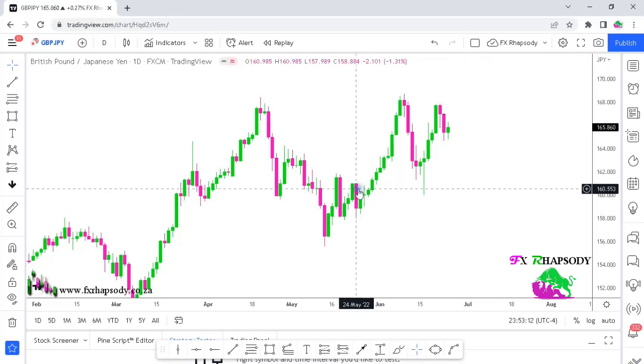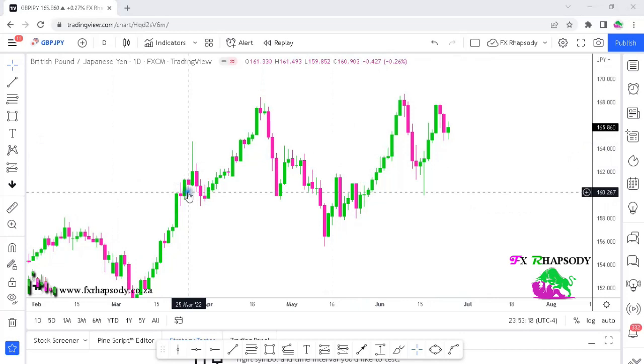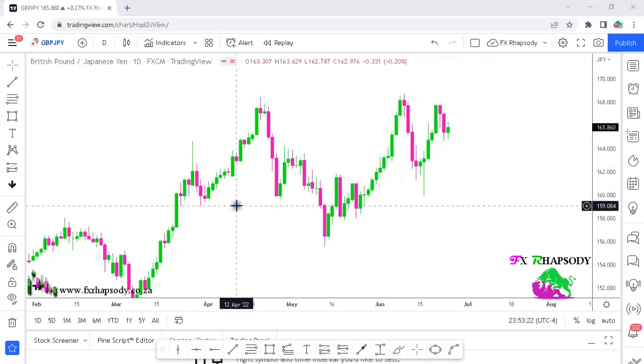Okay, so let us hit the charts. We're looking at the British pound Japanese yen first. We're doing top-down analysis. We're starting off with a daily time frame, moving down to the hourly time frame.